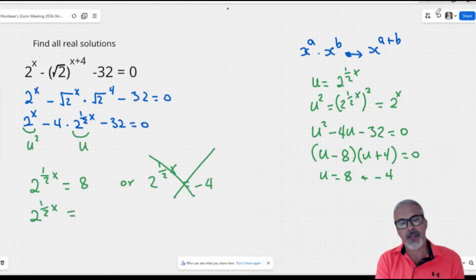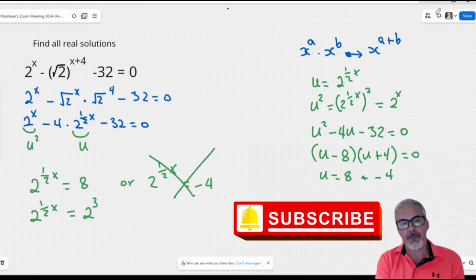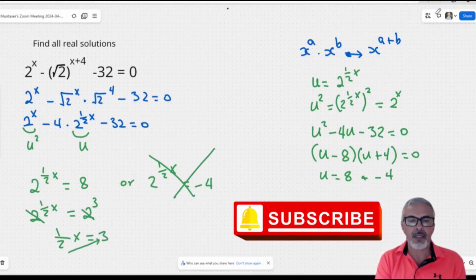And here, to be able to solve this, you just go 2 to the power of half x equals 8, and we could change 8 to 2 to the power of 3. Now cancel the bases because they're the same. Half x equals 3. Cross multiply the 2 into the 3. You get x equals 6. And that's the answer for that one.